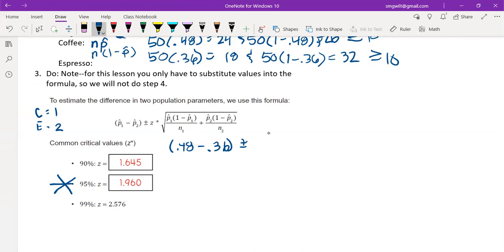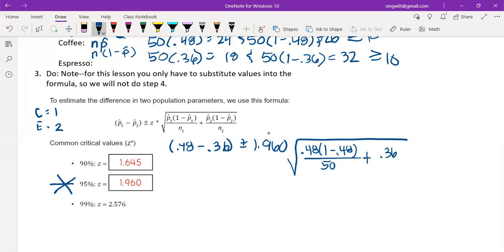value, z star, which is 1.960. And then we're multiplying it by that big square root. So p hat for the first situation, again, was 0.48, times 1 minus 0.48, over our sample size, which was 50, plus 0.36 times 1 minus 0.36, divided by our sample size, which was 50.